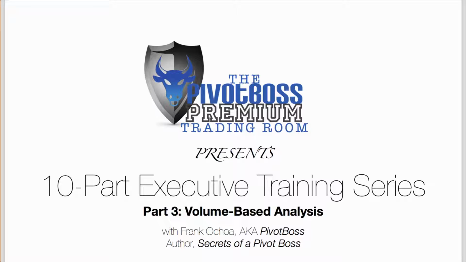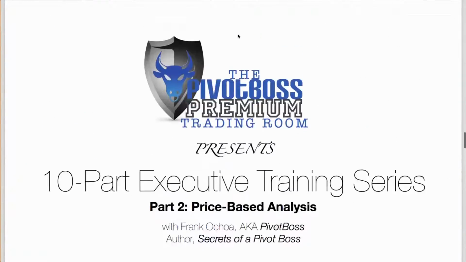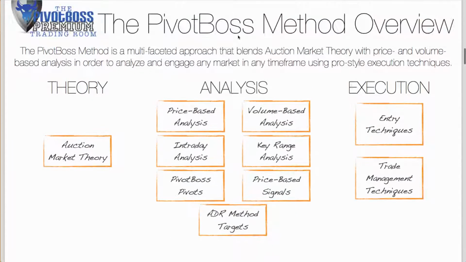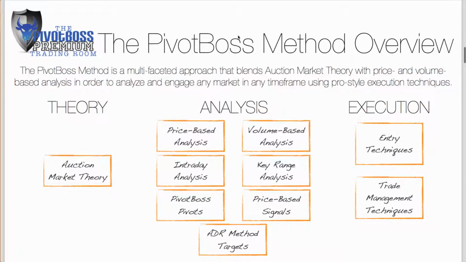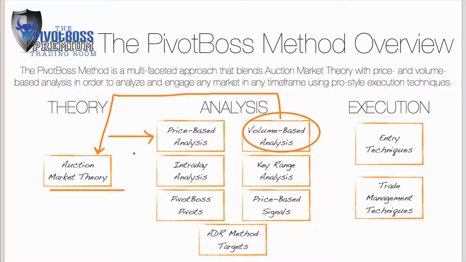For all intents and purposes, volume-based analysis is really what allows us to execute our auction market theory, which again was part 1 of the course. If you come up here to our blocks, you can see that this is our PivotBoss method overview, and auction market theory was part 1. We did price-based analysis in part 2. Right now we're focusing on volume-based analysis, and really this allows us to execute our auction market theory of being responsive buyers and sellers, being initiative buyers and sellers, and where to place our bets. Auction market theory tells us exactly what to do. We've already covered those sections.